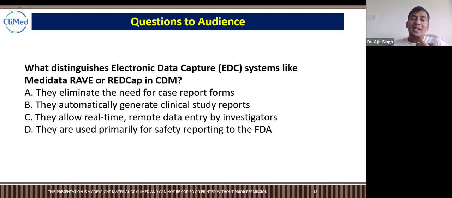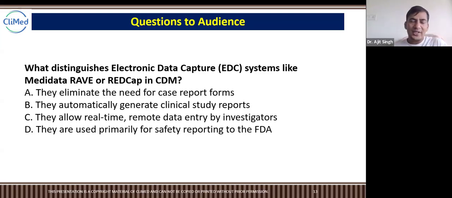So EDC is known. Now you will ask what we are comparing. EDC systems are distinguished from others, but here we are comparing with the paper format. Usually at every center, when you do clinical research, you make a Google form, or you make a paper format, right?